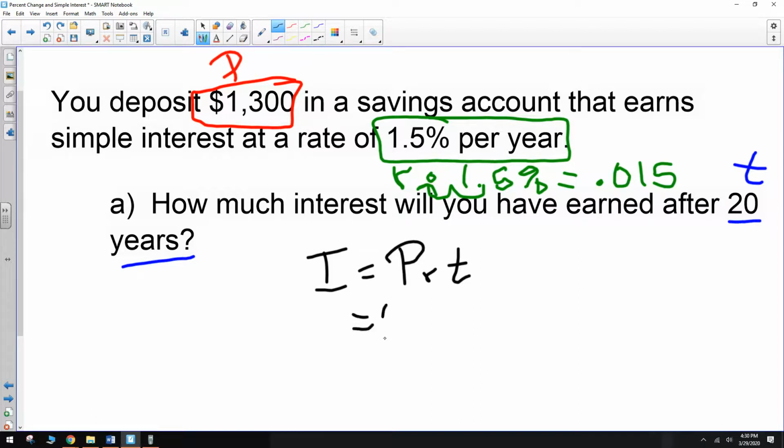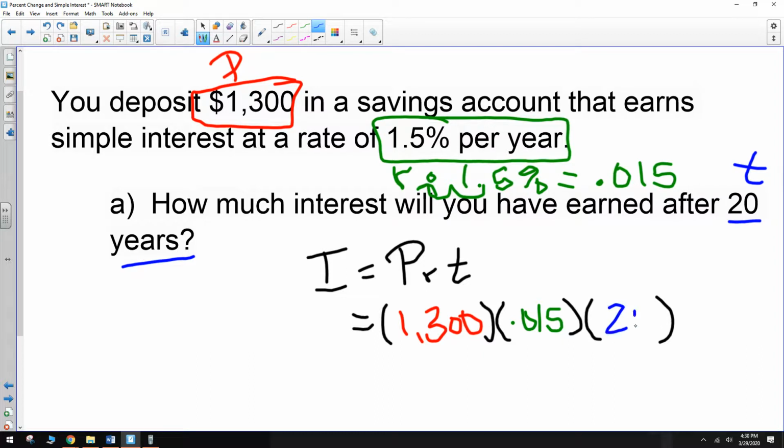Okay, so I'm going to fill in my principal, my rate, and my time, because that's going to give me the amount of interest. So the principal was $1,300, because it was my starting amount, and the rate was my 0.015, because it was my percent, but I had to change it to a decimal so I could use it in my calculator. And then my time was 20 years. Okay, and again, we just need to type this all into our calculator, multiply it all out.